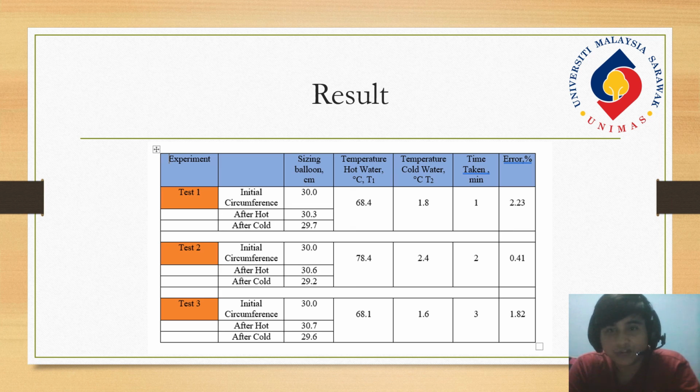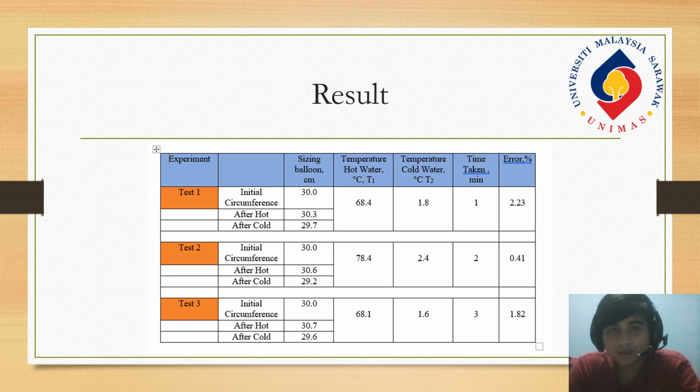For running test 2, it is the same, we use the same initial circumference of 30 centimeters, but a different temperature. The temperature taken is 78.4 degrees Celsius for the hot water, and 2.4 for the cold water. The time taken for our running experiment is increased by 1 minute, so our time taken will be 2 minutes.